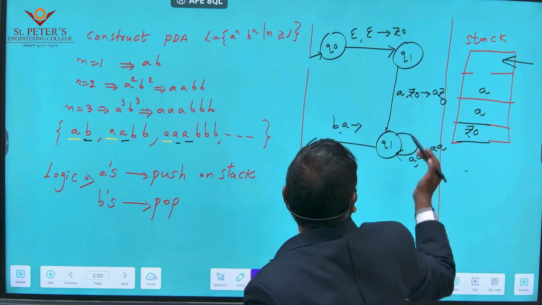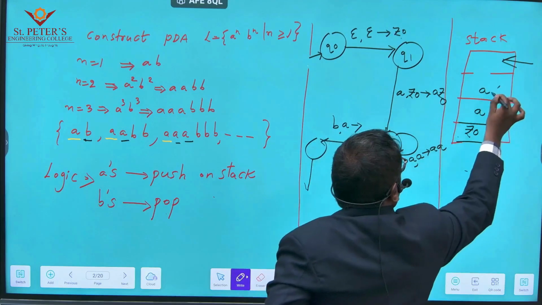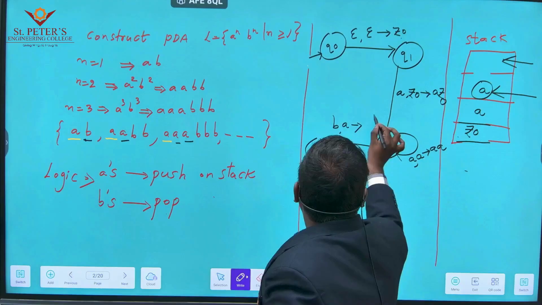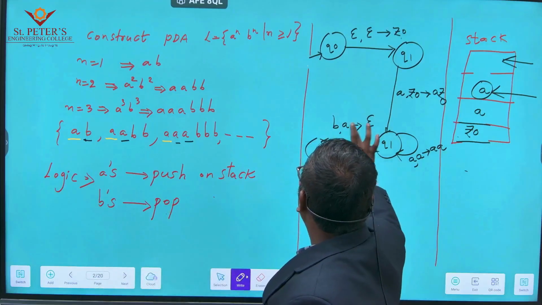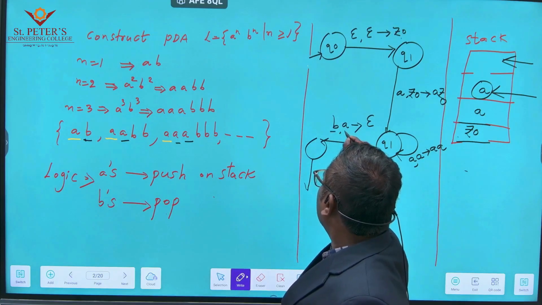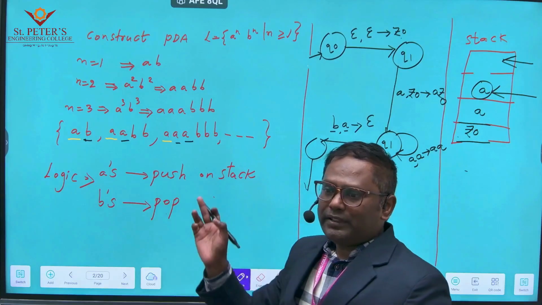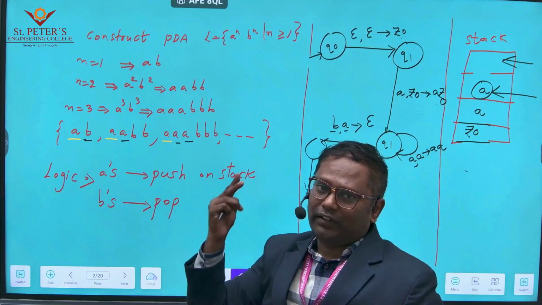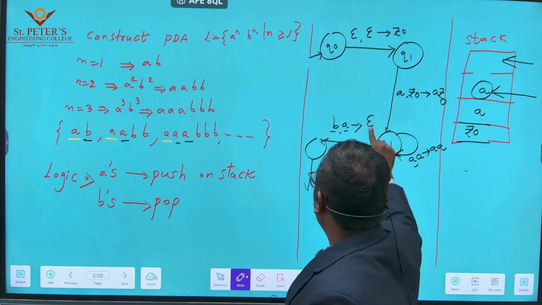Yes, I have popped it. Now my top of stack is pointing here. This A is my top of stack value now. Popping is represented by using epsilon on the right side. So when the first B is encountered, on the top of stack it will be A, and I am going to pop it. Whenever you are pushing information onto the top of stack, there will be two symbols on the right side. Whenever you are popping information from the top of stack, you should write epsilon on the right side.